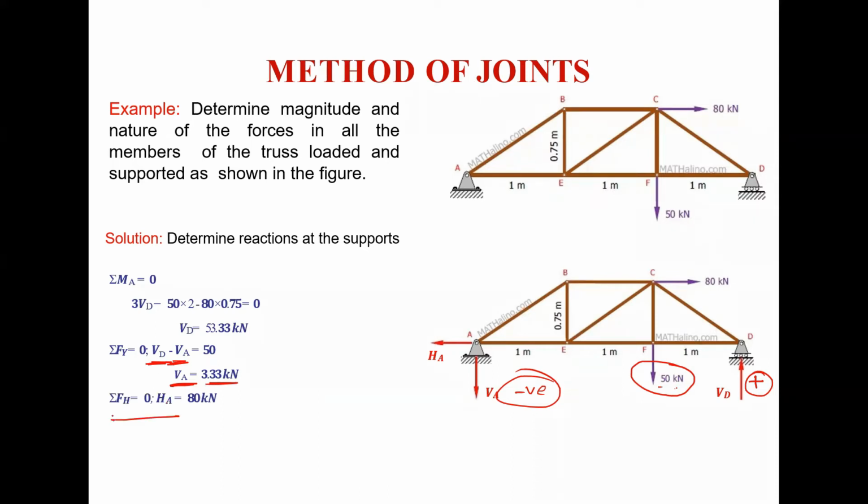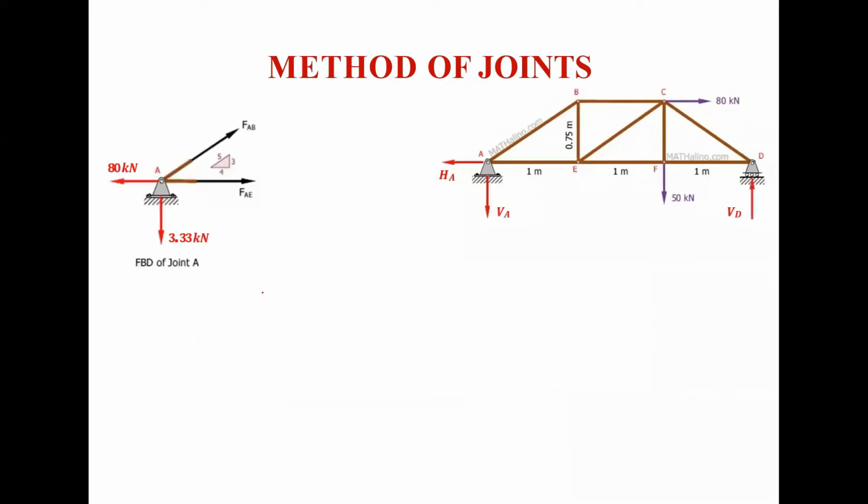Then you can apply horizontal force balance, and this will give you HA is equal to 80. How? Because HA, let's consider it as positive. So HA minus 80, as this is acting in the rightward direction, so it will be negative. So HA minus 80 is equal to 0. So HA will be 80 kilonewton. This is done. Next, we have calculated the reaction forces at the supports HA, VA, and VD.